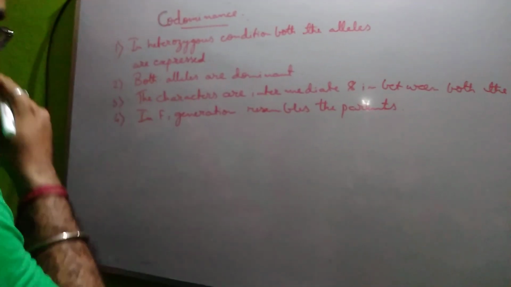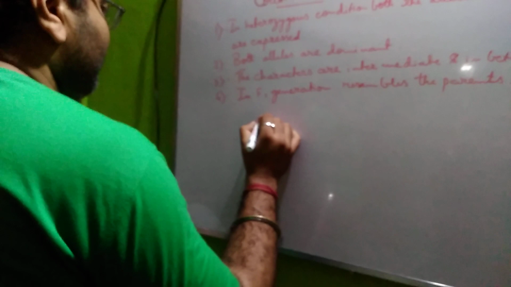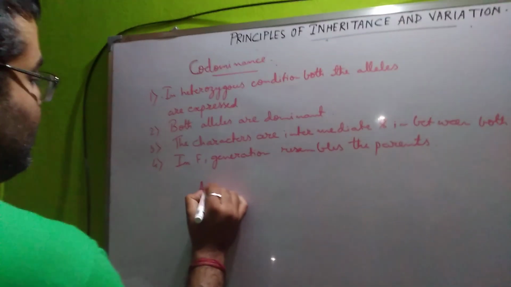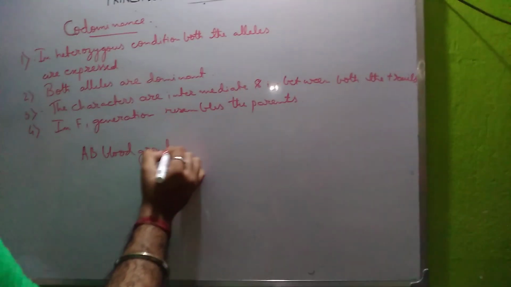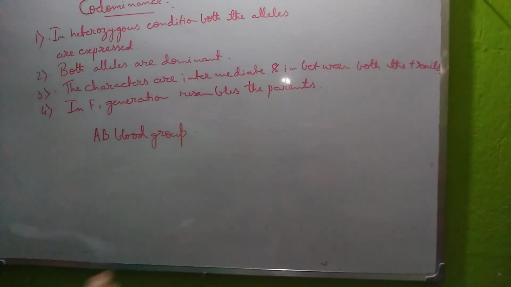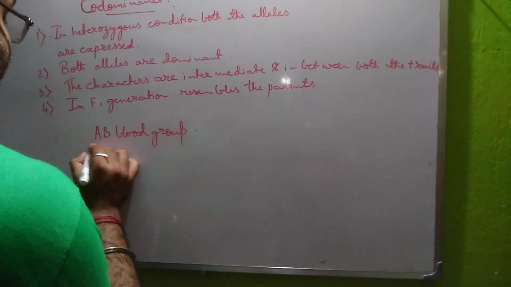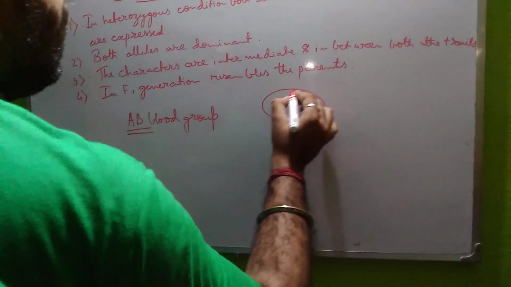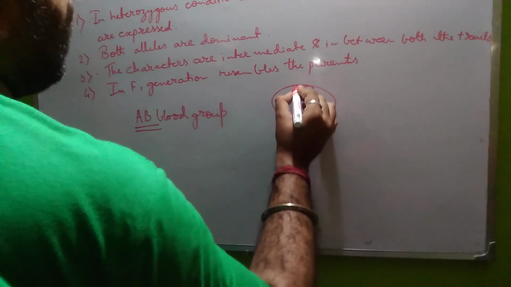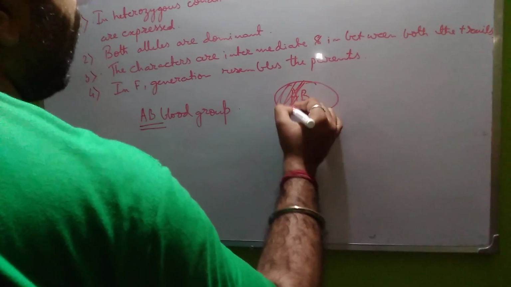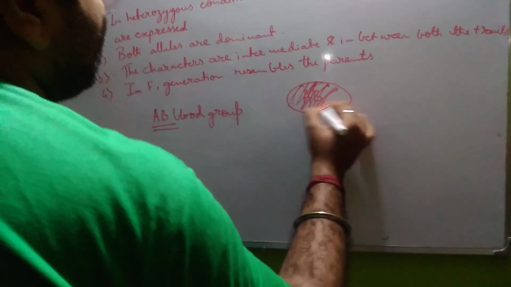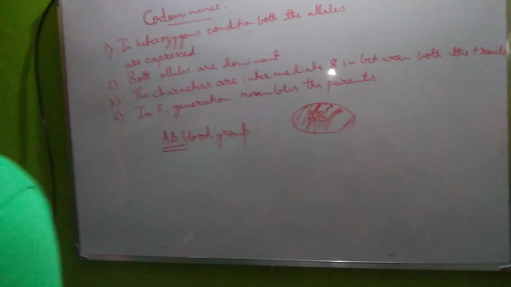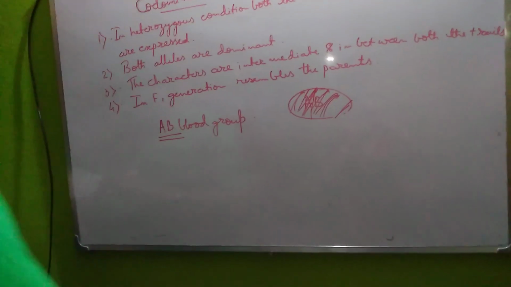Now let us take an example, like AB blood group. Over here you will be finding that both A and B antigens are equally present on the surface of the RBC, meaning both are equally expressed. So this is one of the best examples, the AB blood group.